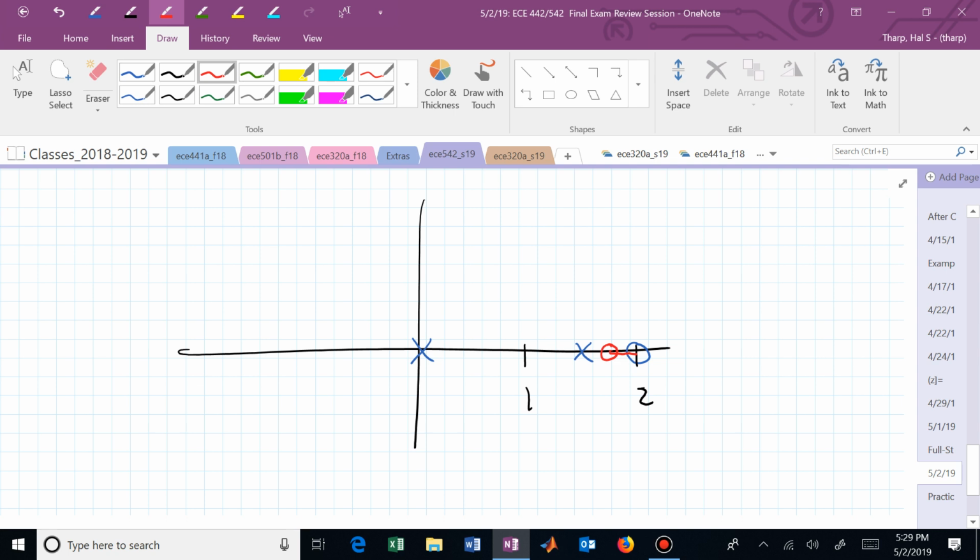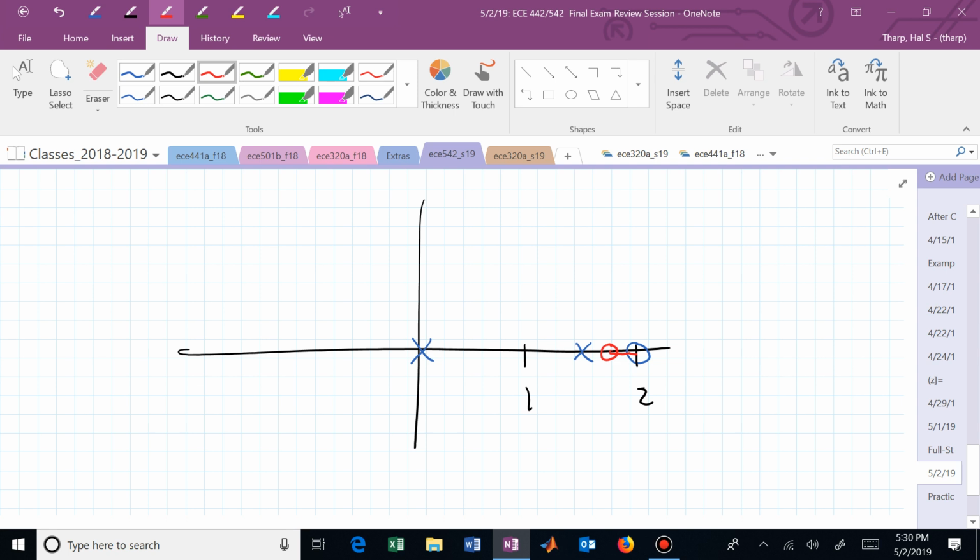And can I just be done with a 0? No, I have to put a pole in, don't I? Where would I put a pole? So what's happening between those zeros? I'm not done, am I? This is how I finish my root locus.